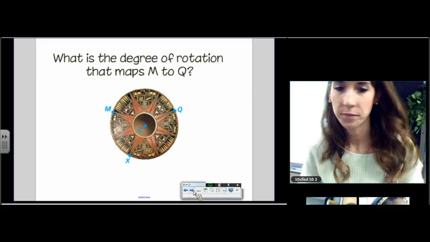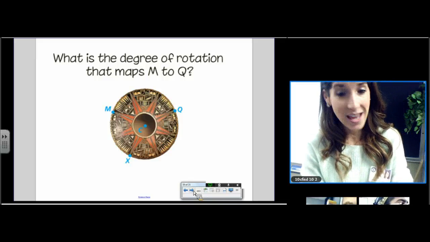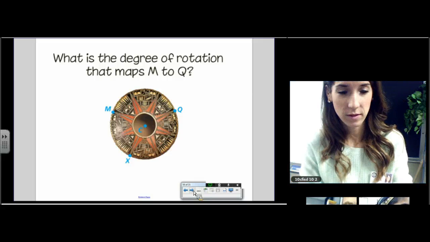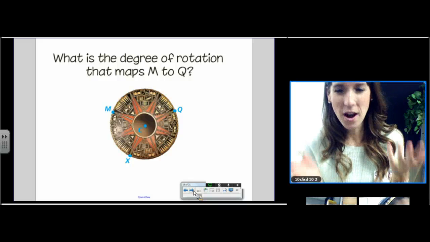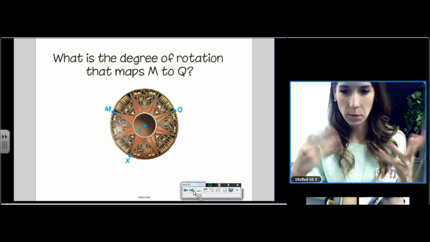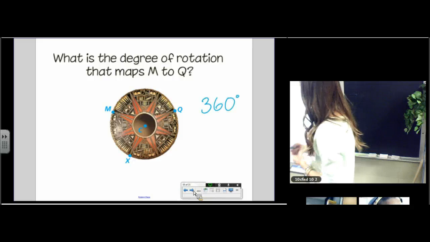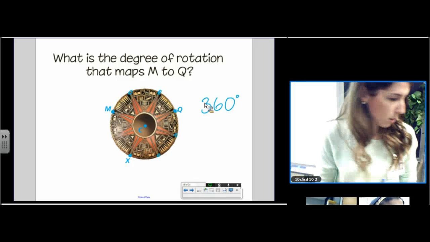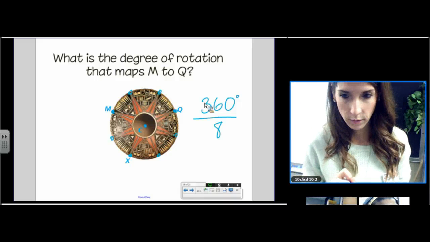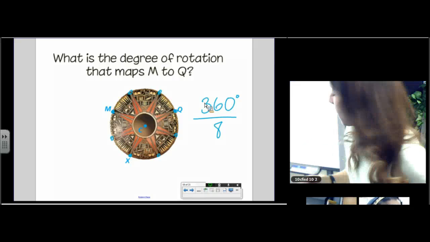Okay, a few more. What's the degree of rotation? Oh, this is new. What's the degree of rotation that maps M to Q? Ooh. So first we have to assume that that little sun is a regular polygon, not a regular polygon, but that all of those points are equidistant. We do have to assume that. We know that there's 360 degrees in a circle. And on this star, there's 1, 2, 3, 4, 5, 6, 7, 8 points. So every time you move from point to point, how many degrees do you move? 45. Very good.